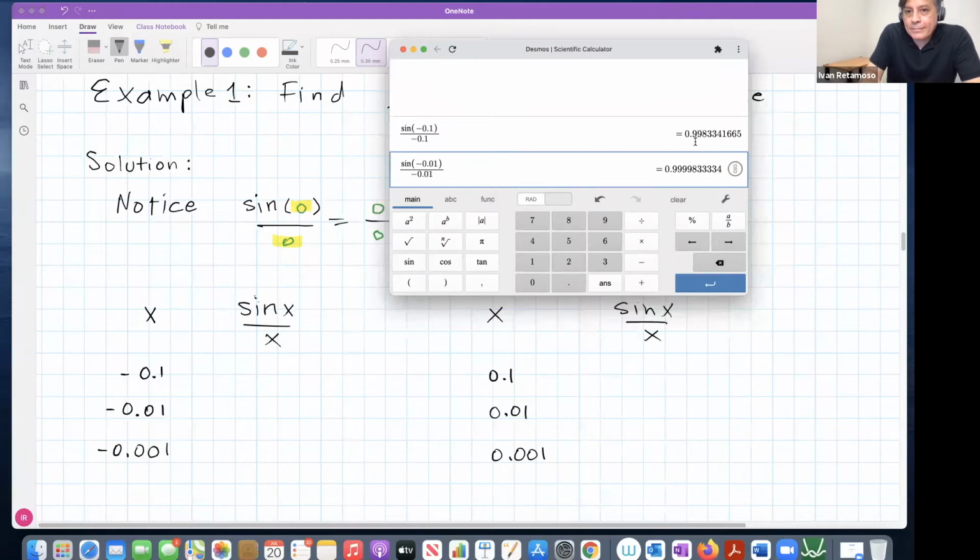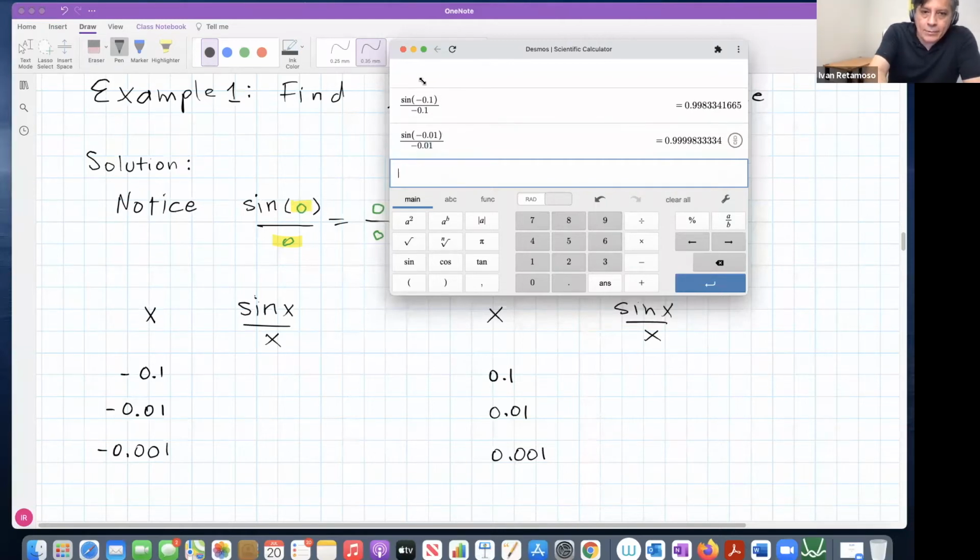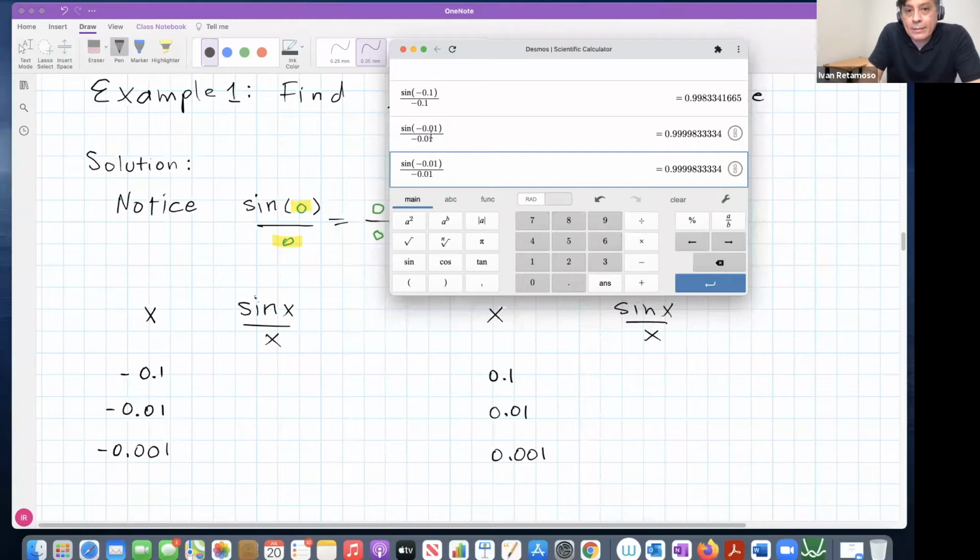0.9998333, right? I need to evaluate now at this value. Since the computation is very close to the previous, I just copy and paste. And this is one of the advantages of working with this decimal scientific calculator, that you can do this copy and pasting and just adjust as needed, right? Look, I need an extra 0 here, extra 0 here, extra 0 here. And look at this, another result, right?